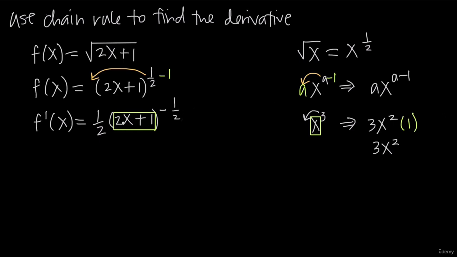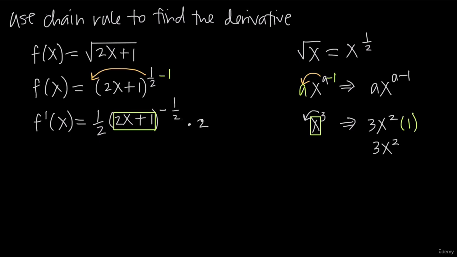Well, the derivative of 2x plus 1 is just 2, because the derivative of 2x is 2. The derivative of 1 is 0. The derivative of any constant here is 0. So what we would end up with is 2 plus 0, or just 2. So the derivative of this is 2, which means that we're going to have to multiply the whole thing by 2.